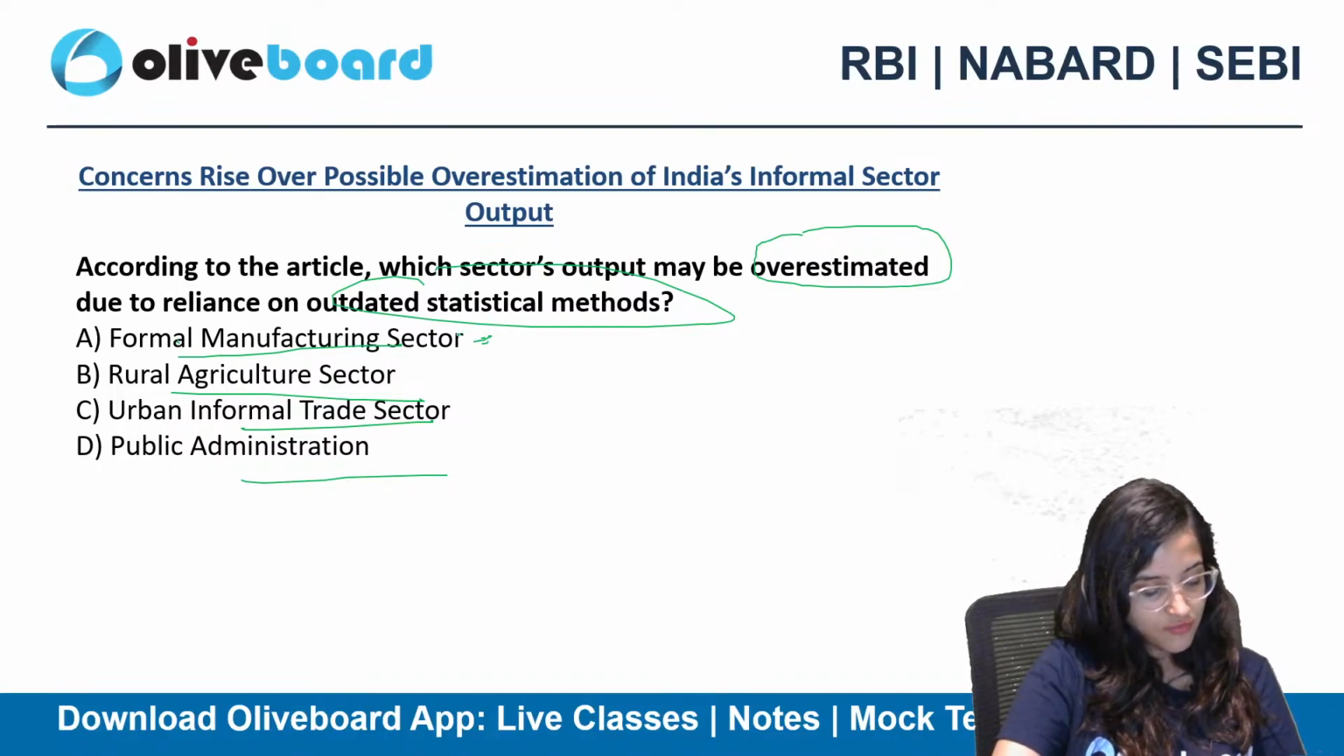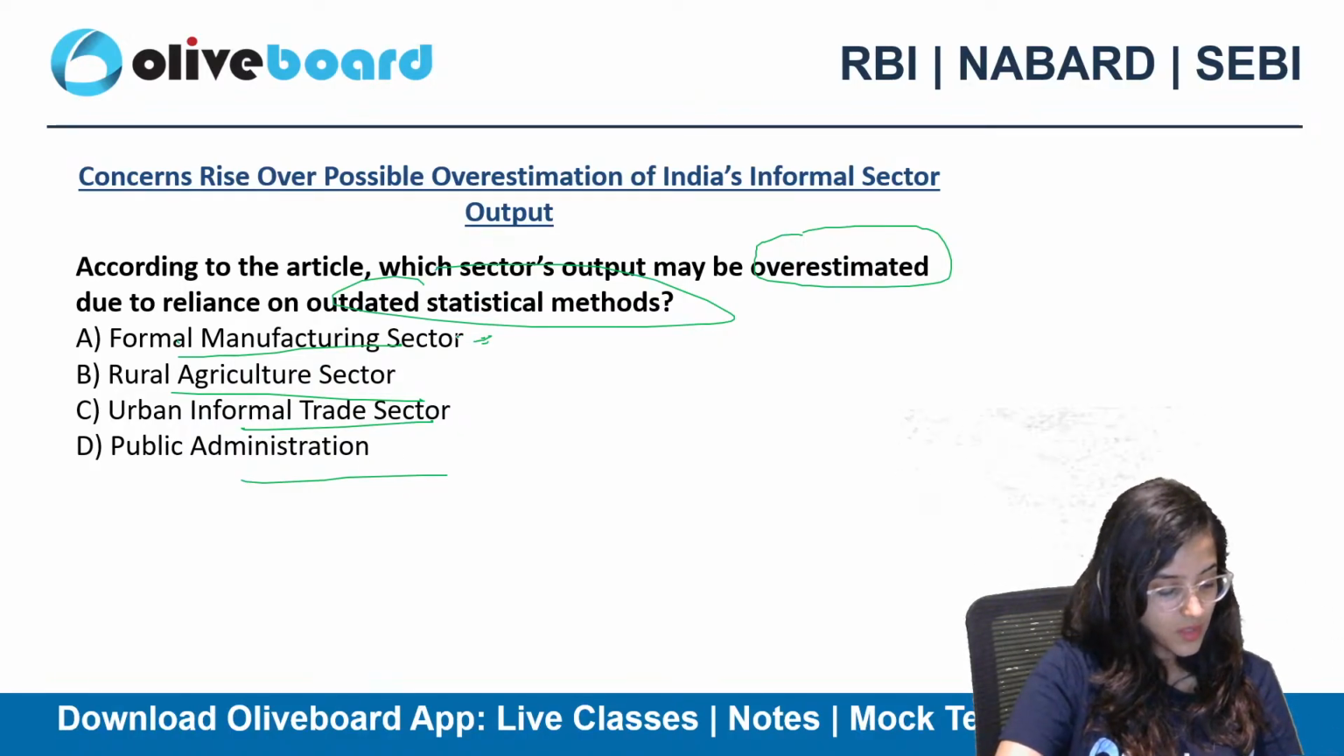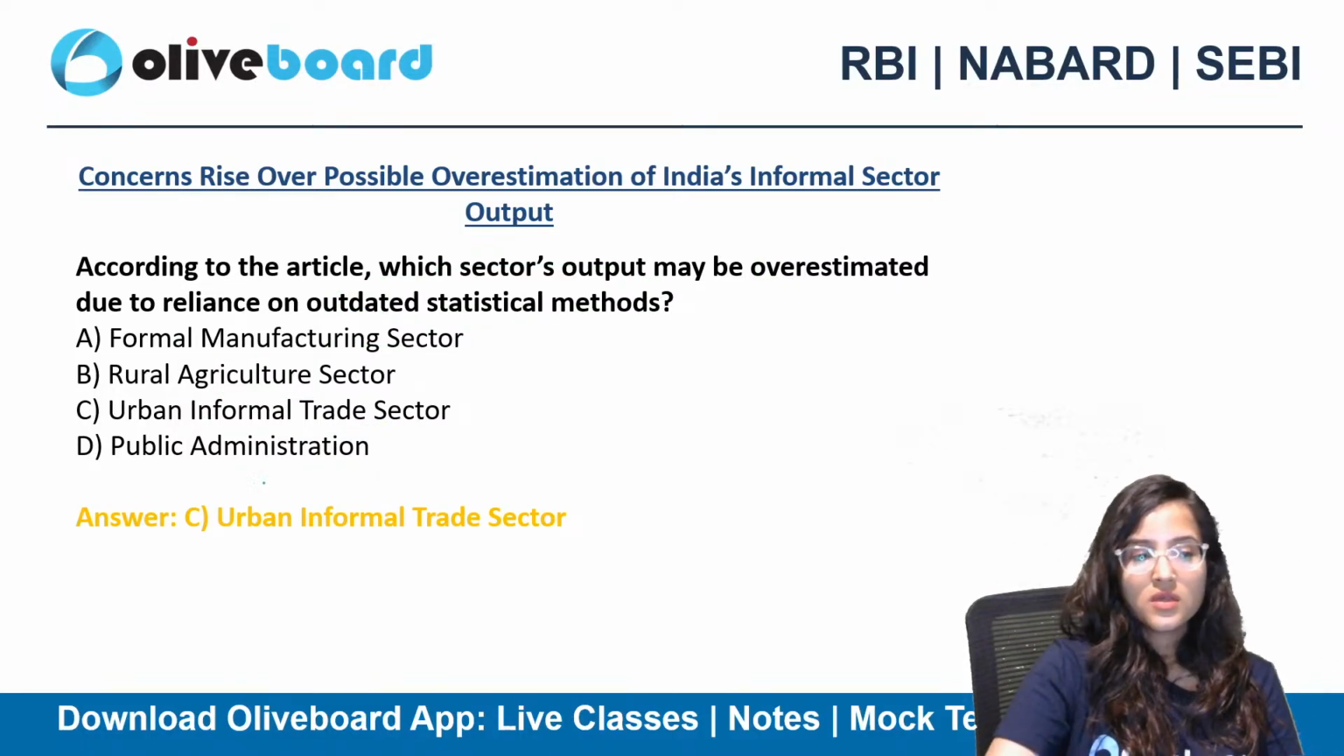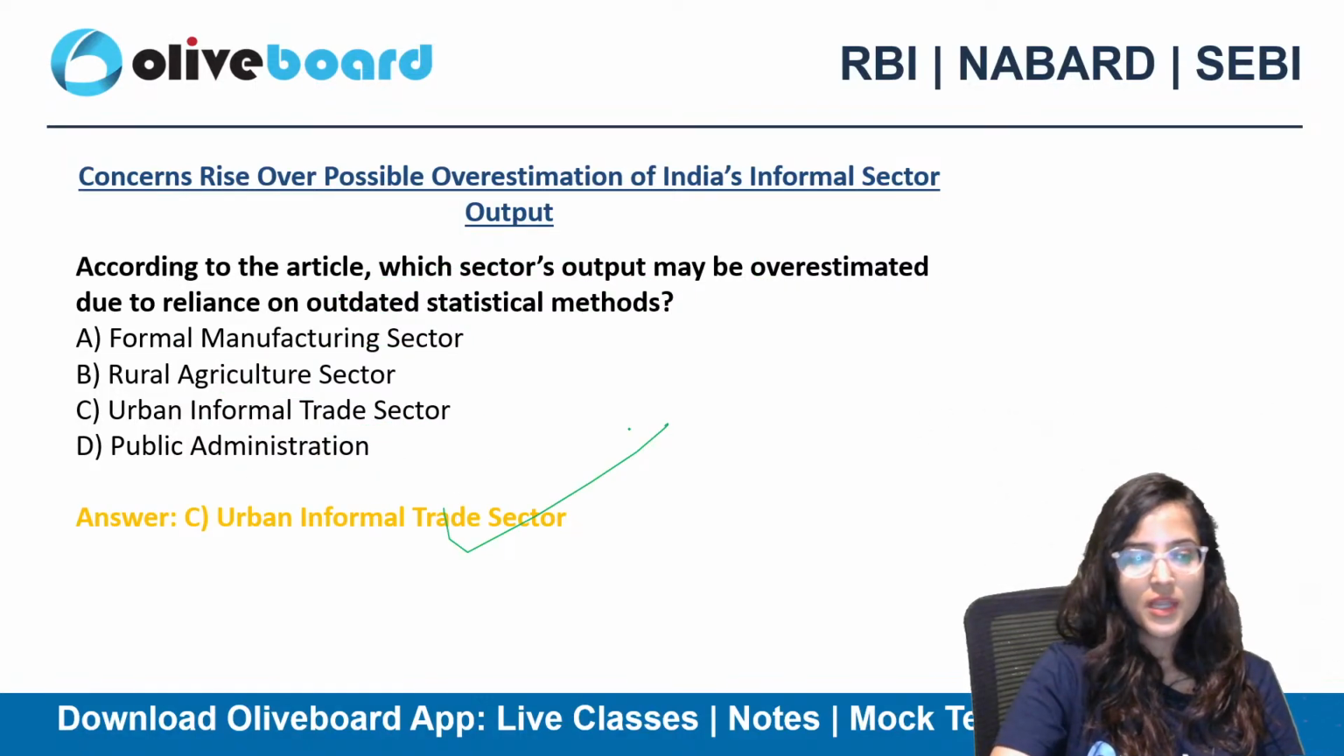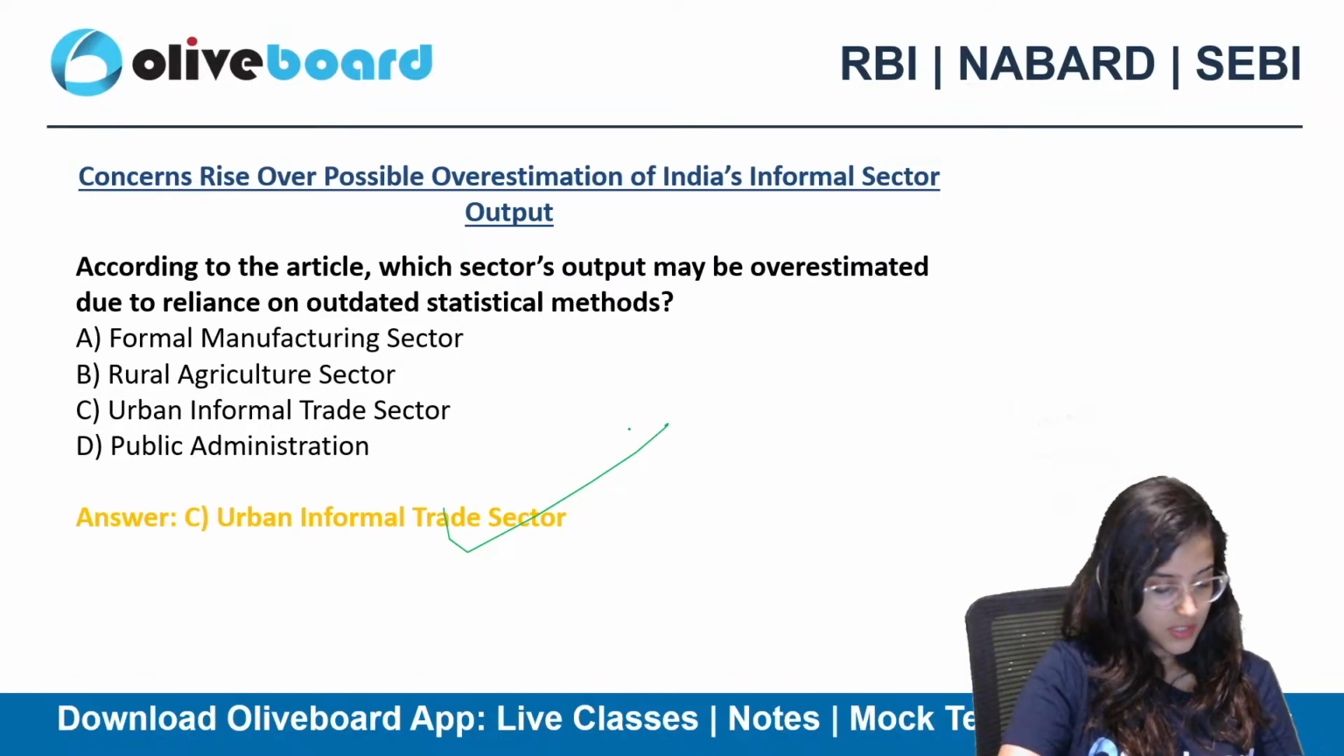Hanji, Bhakti and Aryan have given me an answer. What about others? Parkhi, Chetan, Indranil, Rahul. C is absolutely the correct answer. Urban informal trade sector. Okay?